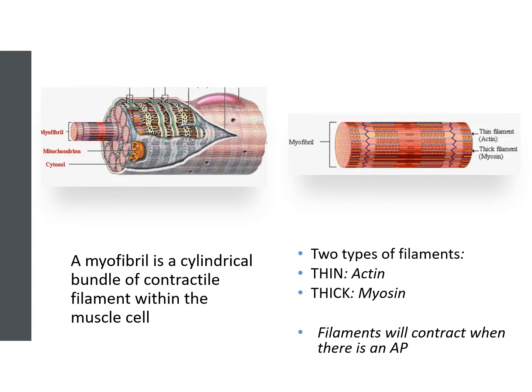Okay, let's dig a little bit deeper. Here we are with our muscle cell or our muscle fiber, but we're going to pull out a myofibril out of that, and that is what is considered the contractile unit of the muscle cell. It is made up of two types of filaments, the thin and the thick. The actin is the thin filament and the thick is the myosin, and the arrangement of the actin and the myosin in the myofibril is what gives muscles that sort of striated look. And so this is the contractile unit of the skeletal muscle, and these filaments will contract when there's an action potential that causes depolarization.